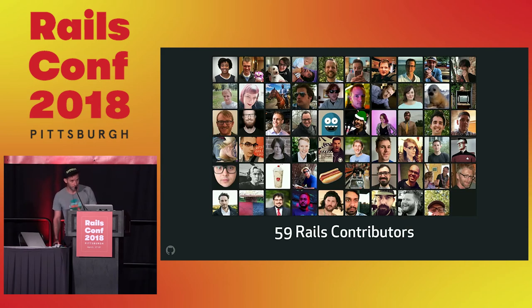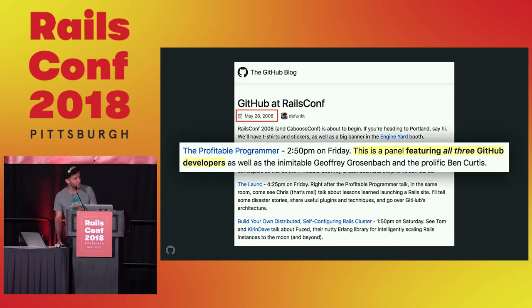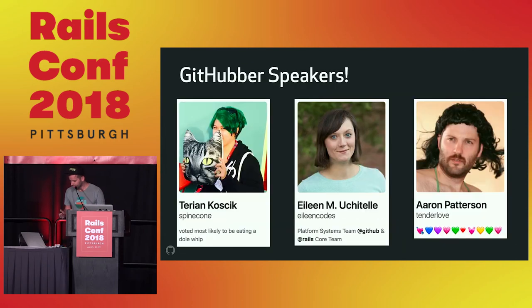Lots of GitHubbers have also contributed to Rails. In fact, 59 different folks, past and present, have worked on Rails, and several have been core members as well. GitHub's been at RailsConf since our first year, so I guess GitHub's been here for 10 years. RailsConf 2008 featured several talks by Hubbers, including a panel featuring all three GitHub developers, which were, of course, the founders. They all had day jobs still.